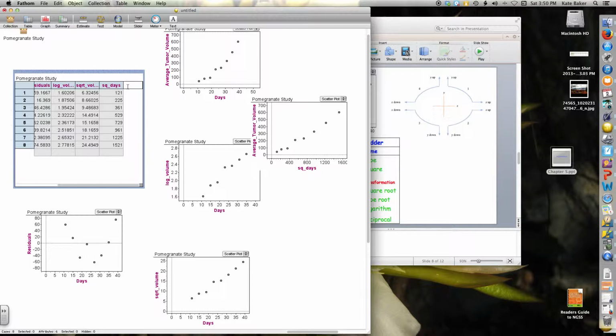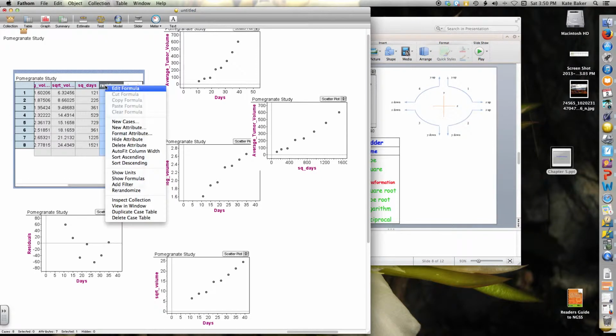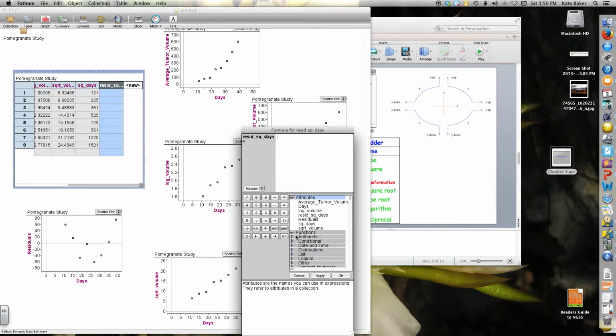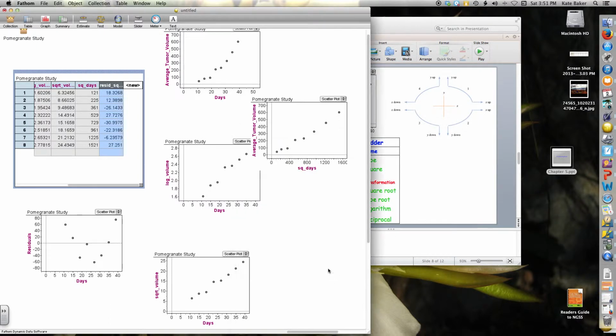I don't think I really like that square of the days. So we'll call them resid, square, days, formula, and this is a statistical function. Square days versus average tumor volume. And I want to look at a graph of that.